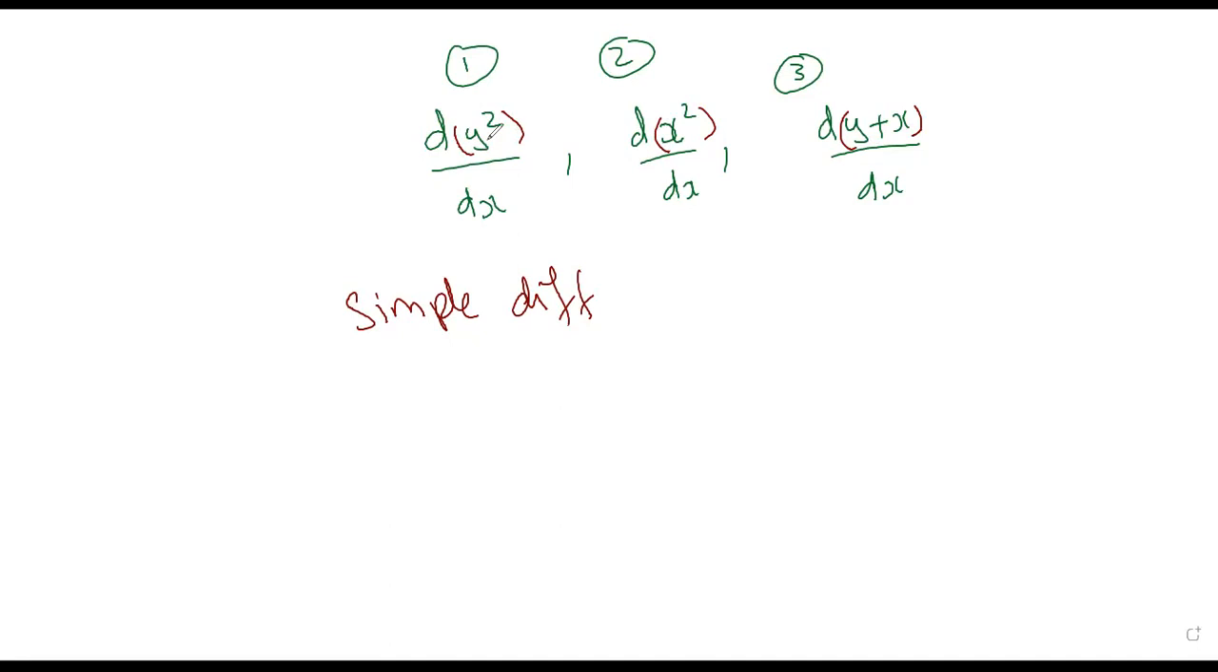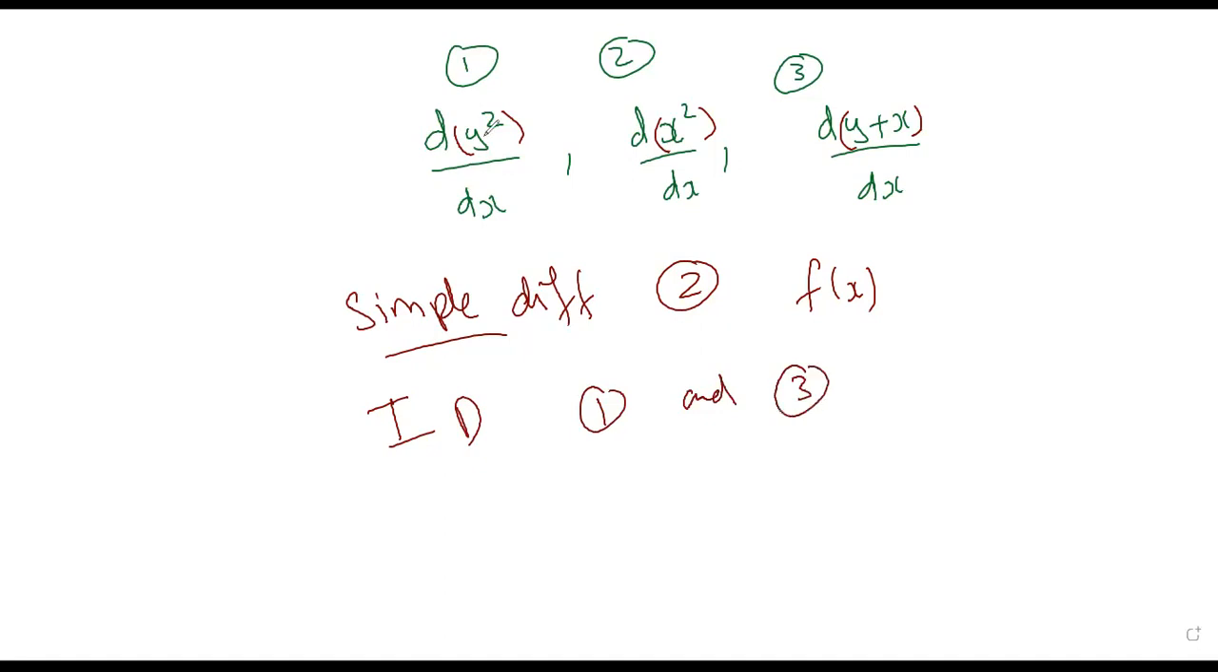Okay, now look at this. In 1 we have y squared. So y square is not simple differentiation. Simple differentiation is 2 only. Simple differentiation is just for those functions where we have x only. But for implicit differentiation, we have 1 and 3 because we have y here and we have x and y both here. And even for these cases as well, right?